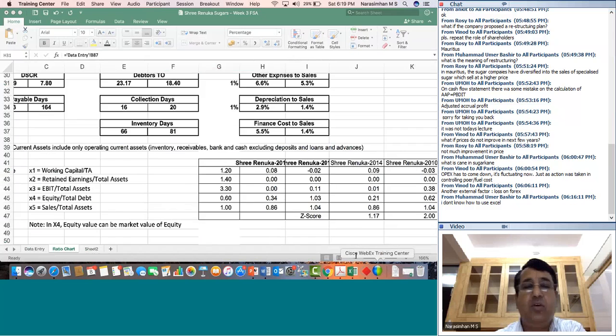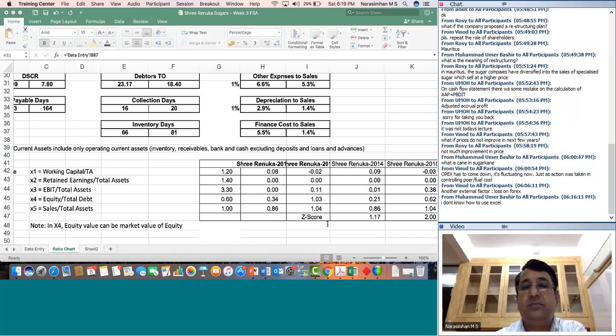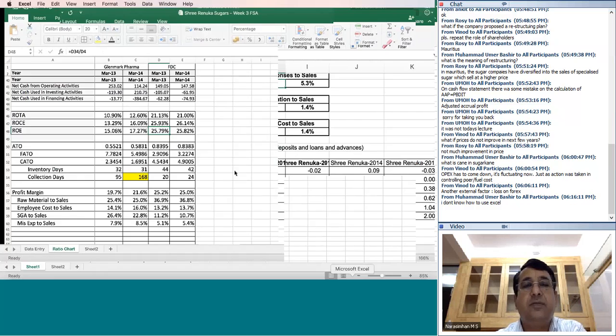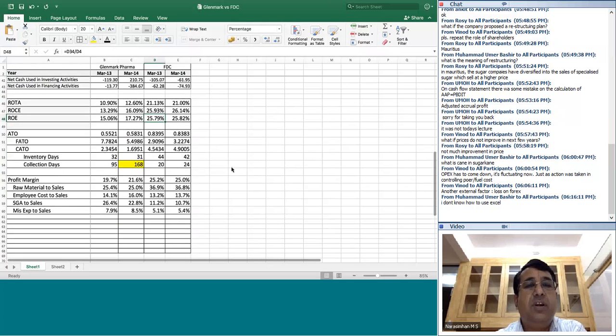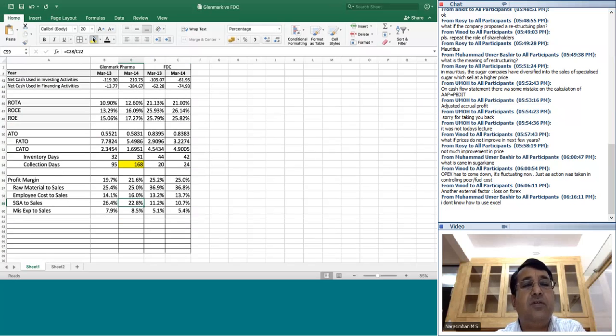No, it's again going back to the old one. And when it comes to the profit margin, definitely this is another area of concern for Glenmark to improve the performance. They are good in raw material. They are okay, not far away, and miscellaneous expense is also slightly higher. So there is a cost factor, particularly SGA.